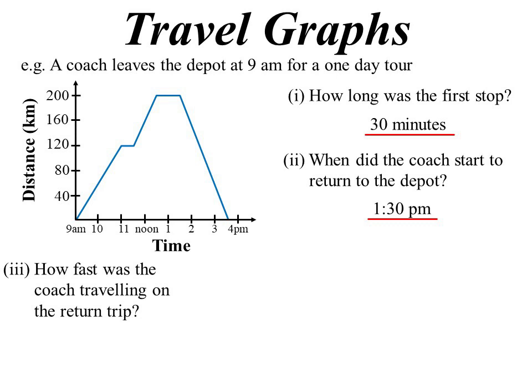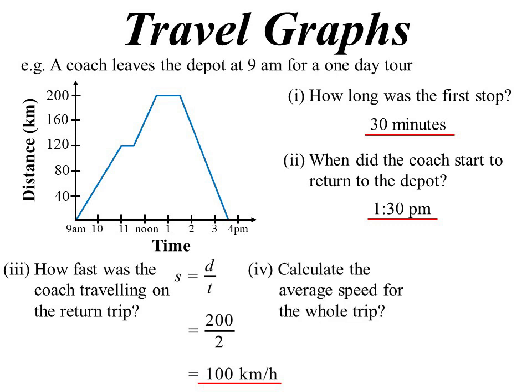How fast was the coach travelling on the return trip? And then we could work out, well, speed equals distance over time, 100 kilometres per hour. But what you're actually measuring there is the slope of that line. Calculate the average speed for the whole trip. Well, in this case, it's travelled 400 kilometres all up and divided by 6.5 hours, so 61.5 kilometres per hour. That would have been the average speed for the whole trip.